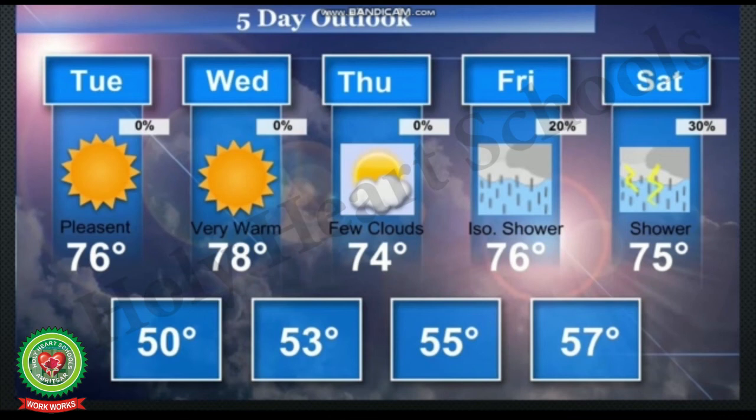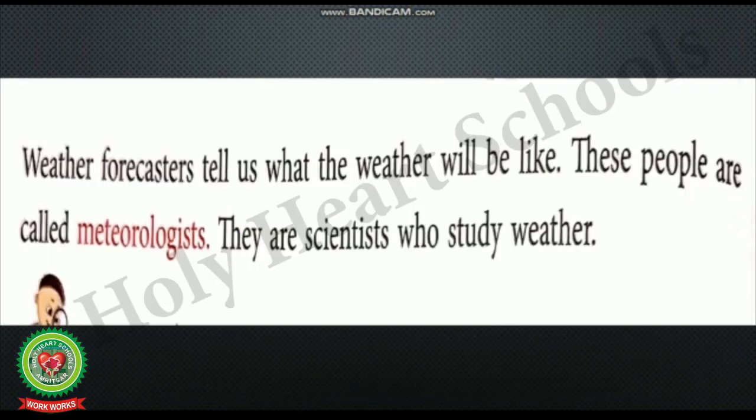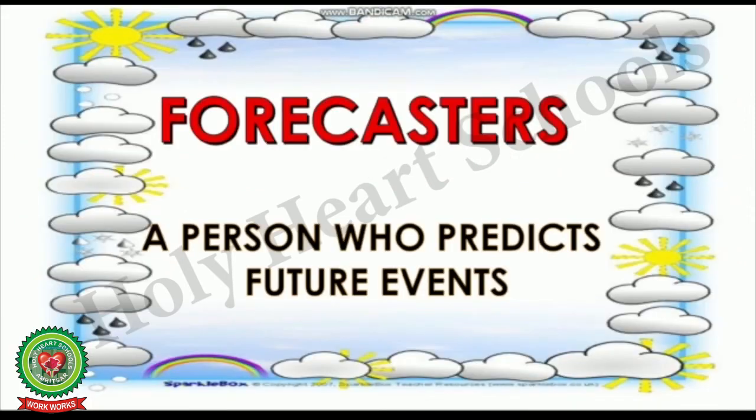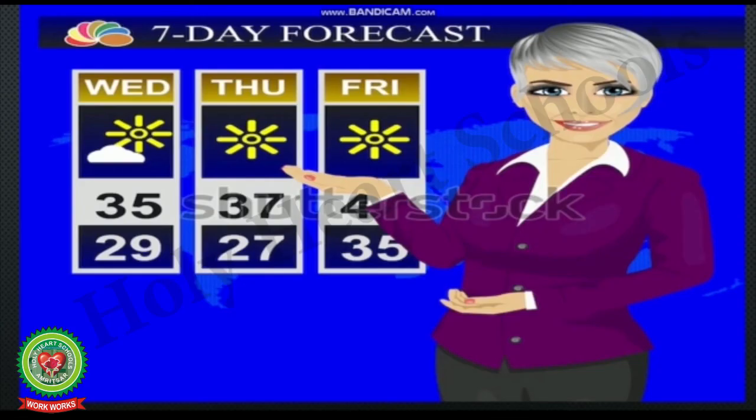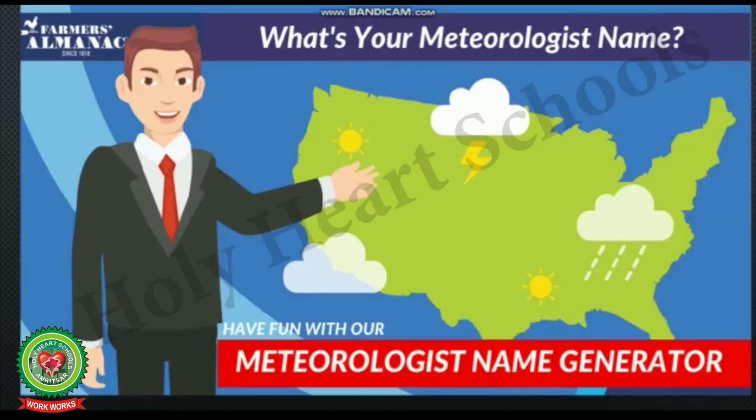Students, weather forecasters tell us what the weather will be like. Underline the word forecasters and write its meaning, a person who predicts future events. These people are called meteorologists. They are scientists who study weather. The person who predicts future weather events is known as a meteorologist and is also known as a weatherman. And students, he tells the weather on the basis of humidity, wind speed and temperature.